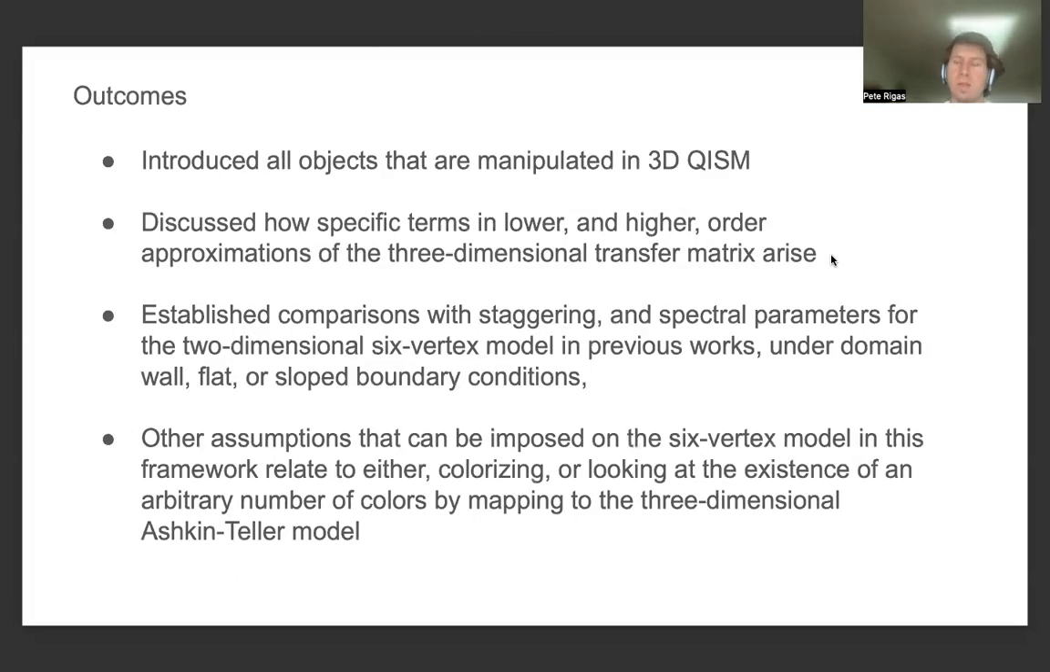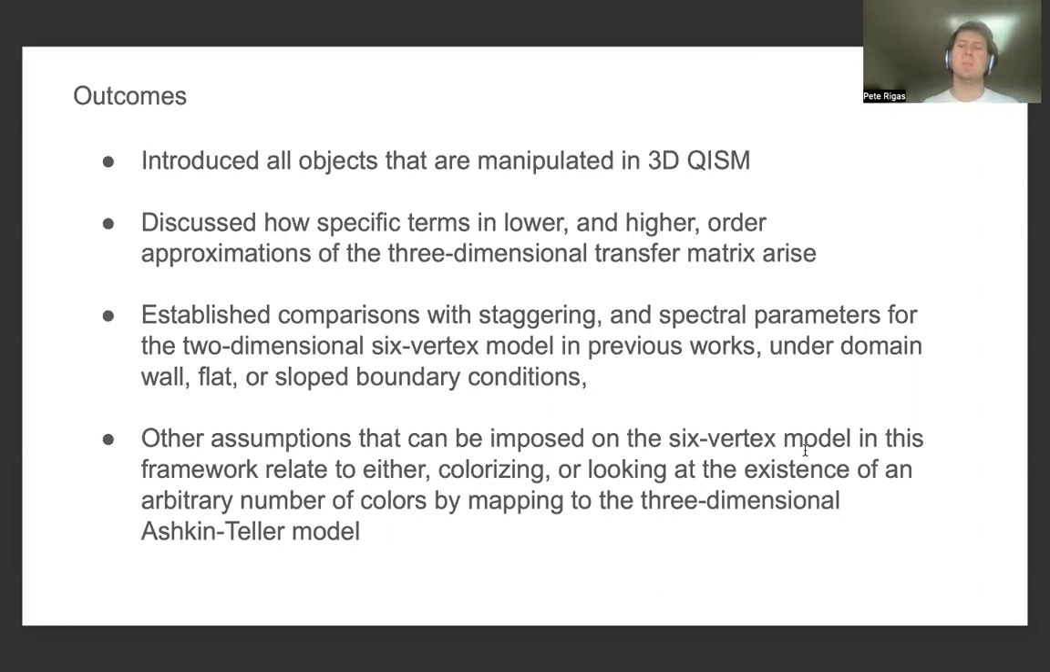And so the outcomes that we had listed for this part of the presentation were that we introduce all operators that are manipulated in 3D QISM type approaches. We discuss how specific terms and lower and higher order approximations of the three-dimensional transfer matrix arise. And we establish comparisons with staggering and spectral parameters for the two-dimensional six-vertex model in previous works under domain wall, flat or slope boundary conditions.